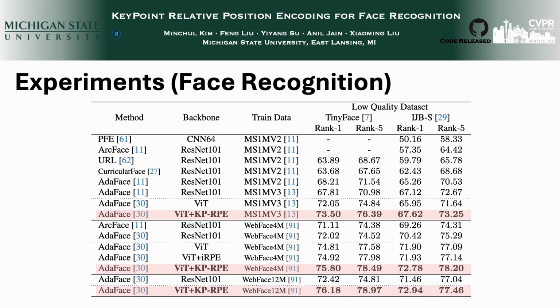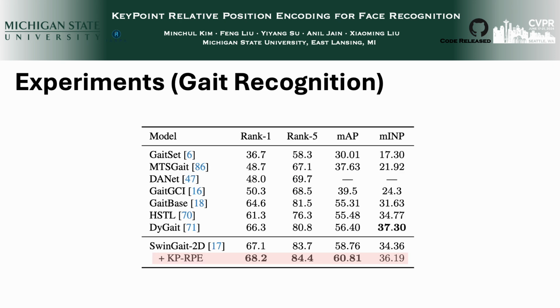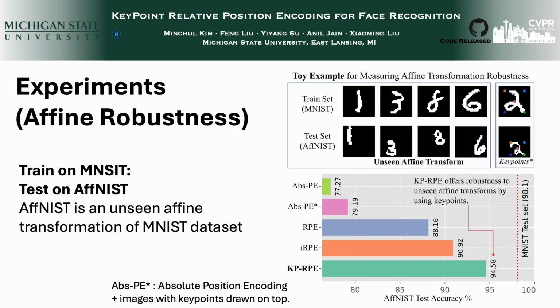We demonstrate the efficacy of our proposed KP-RPE in face recognition. For challenging benchmark datasets such as TinyFace and IJBS, we show significant performance improvement and achieve state-of-the-art results. We also apply KP-RPE in gait recognition models, using body skeletons as key points. We observe meaningful performance gains. KP-RPE brings performance improvement by introducing affine transformation robustness to the model.